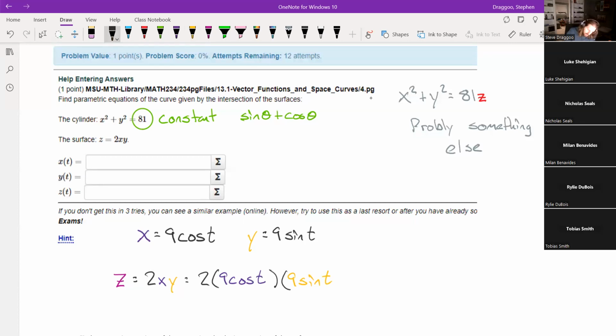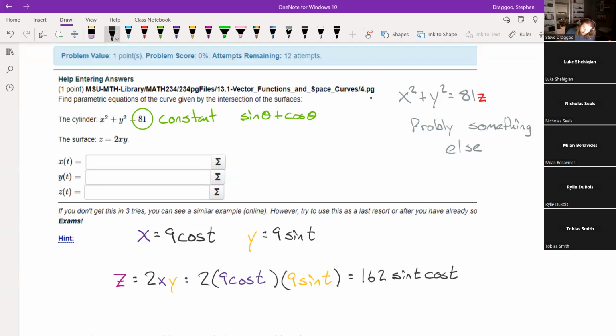And I'd be tempted to just leave it right there, because I can see where all my pieces are coming together. But if you wanted to FOIL all this out, you could. I think that's 162 sine t cosine t. I don't know why, but it feels right to write the sine first. Just rolls off the tongue better, I guess.